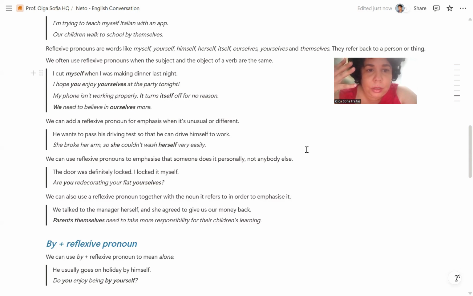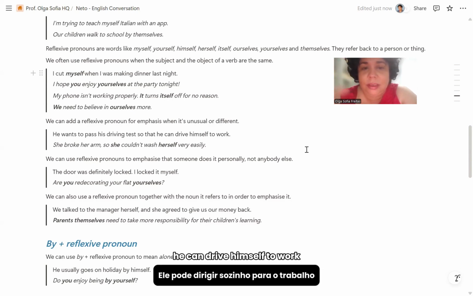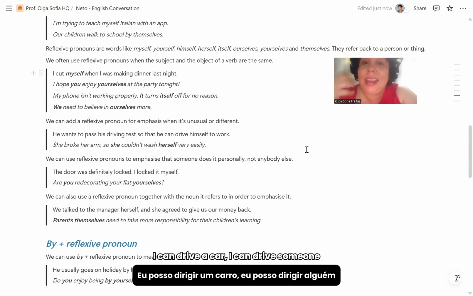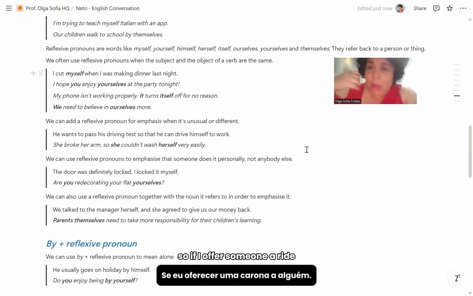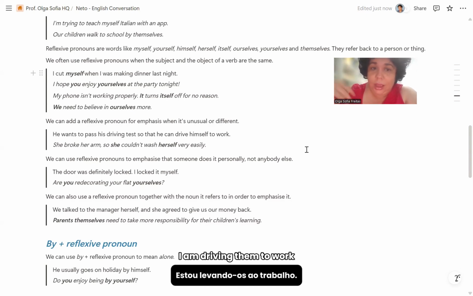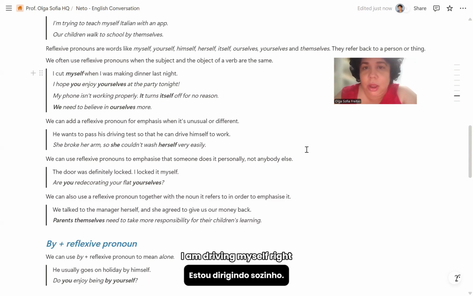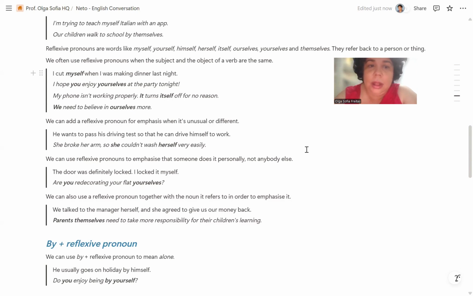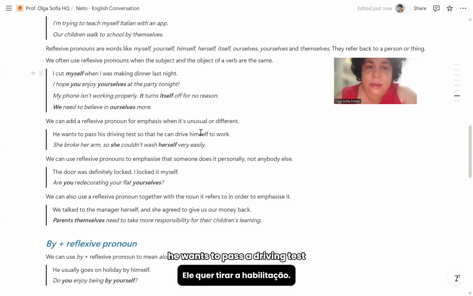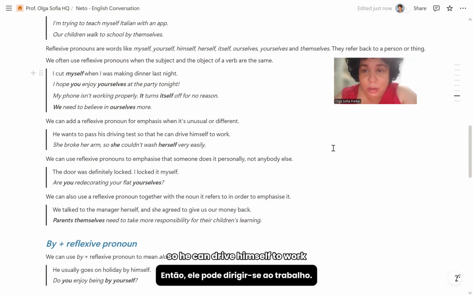He can drive himself to work. Drive. I can drive a car. I can drive someone. So if I offer someone a ride, I am driving them to work. But if I'm riding my own car, I am driving myself, right? So he wants to pass a driving test so he can drive himself to work.